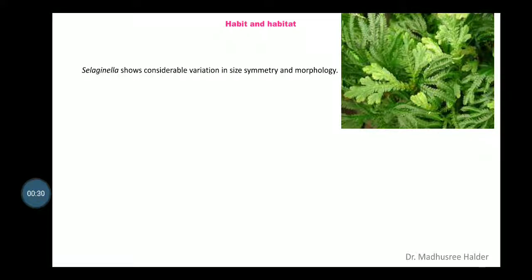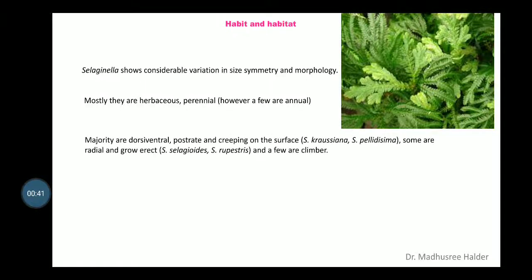Selaginella shows considerable variation in size, symmetry, and morphology. Mostly they are herbaceous and perennial, however, a few are annual also. The majority of Selaginella are dorsiventral, prostrate, and creeping on the surface, for example Selaginella kraussiana, and some are radial and grow erect, for example Selaginella selaginoides, and a few are climbers also.